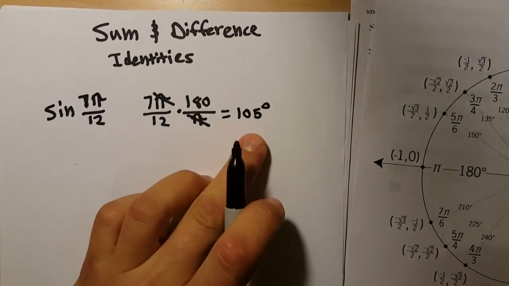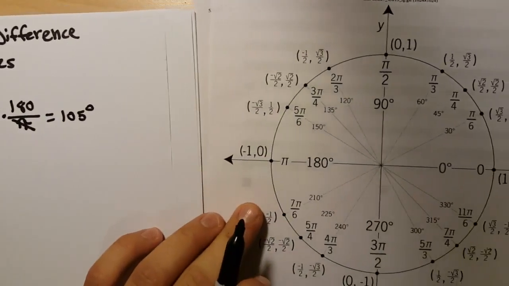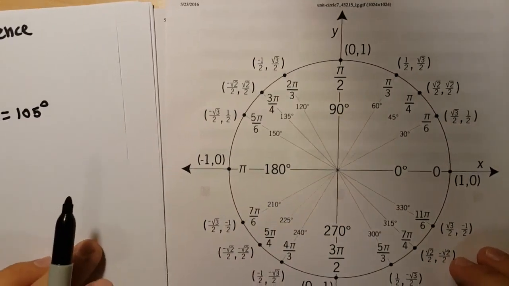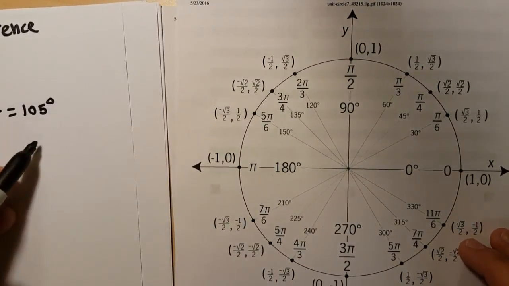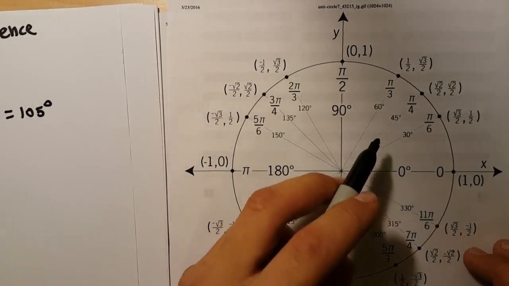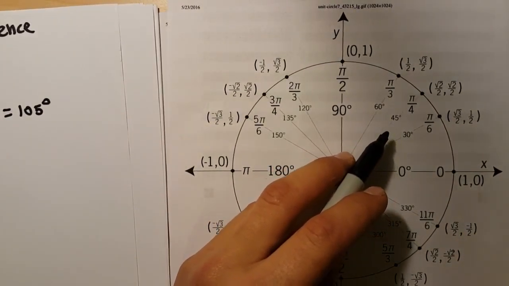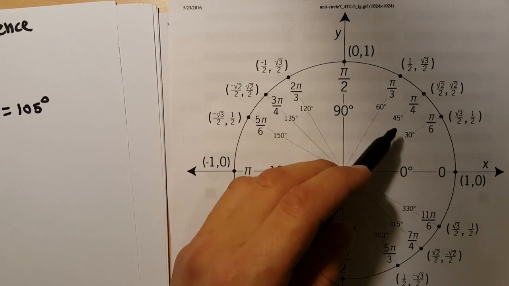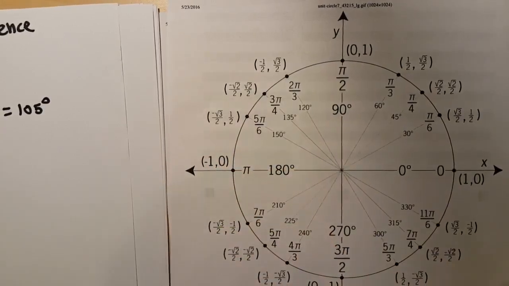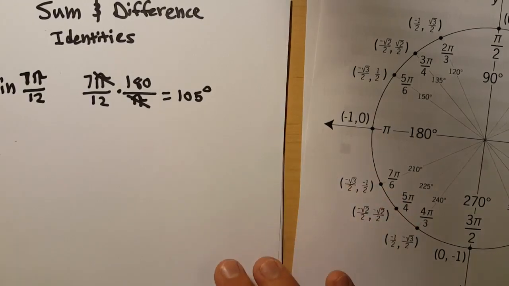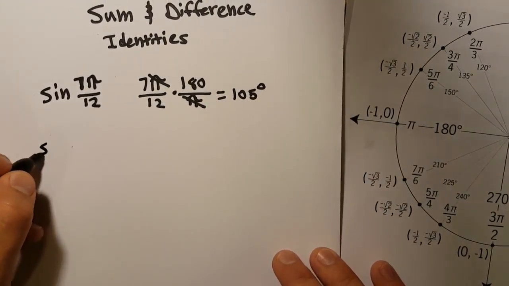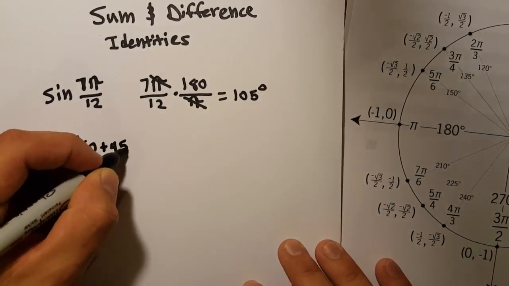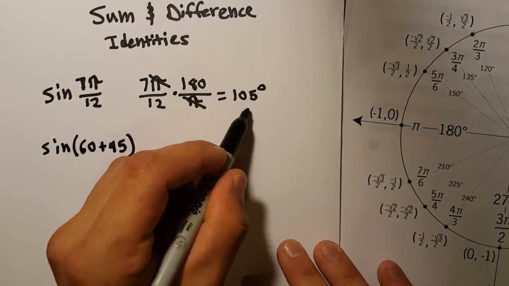Okay, so we got the degree. Next, we take out our unit circle, and for 105 degrees, we search what plus what equals 105 degrees. If we look here, how much does 60 plus 45 equal? 60 plus 40 is 100, plus 5 gives us 105. So 60 degrees plus 45 degrees gives us 105 degrees. So we have sine of 60 degrees plus 45 degrees, which equals 105 degrees.